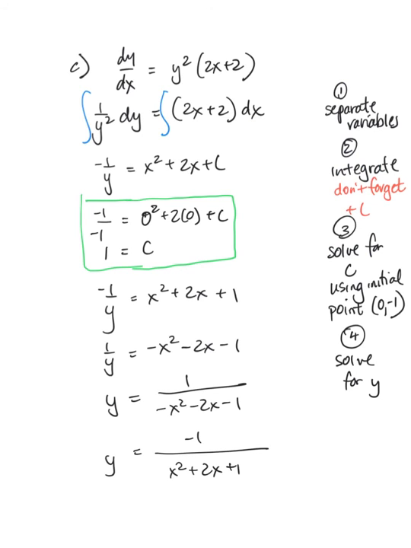In part C, this is both an AB and a BC topic, solving for the particular solution. Remember, step 1 is separation of variables. Step 2 is to integrate. Don't forget the plus C when you integrate. Step 3 is to solve for C using your initial value or point. In this case, we have (0, -1). And step 4 is to solve for y.